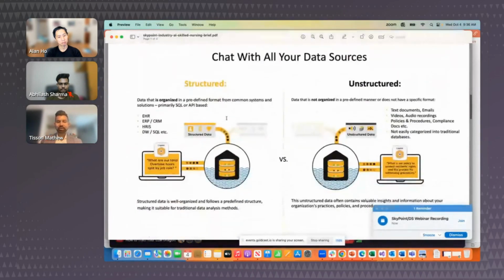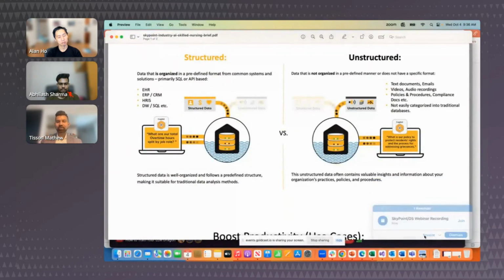We have a few examples here that I think Abhilash touched on. Data sitting in an EHR system, human resource system, data warehouses. Here the prompt is, what is the total overtime hours split by job role? This is a very important one because of the way staffing and scheduling works. If you look at scheduling inside healthcare systems, it's really complex.